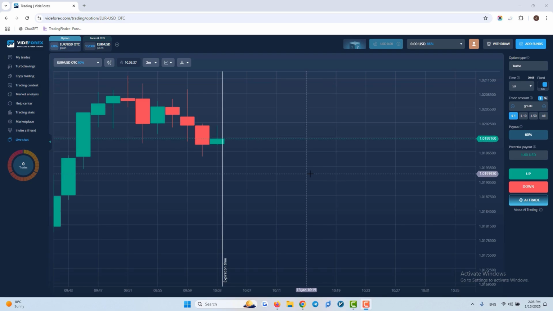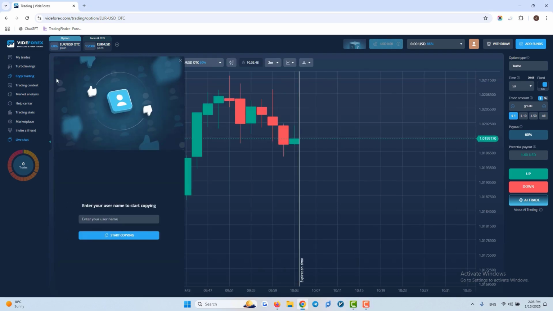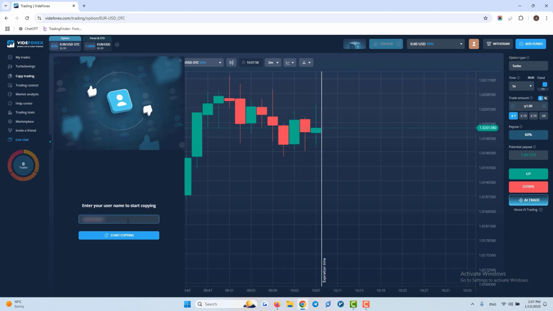Now, to learn about the copy trade section, on the left panel, as you can see, we have the copy trading option. After clicking on it, this page will open for us. On this page, you need to specify a name for yourself. After specifying a name for your copy trade account, click on the Start Copying option.